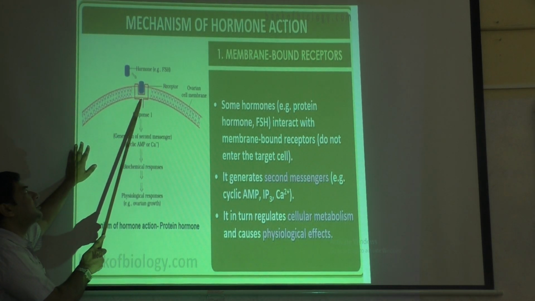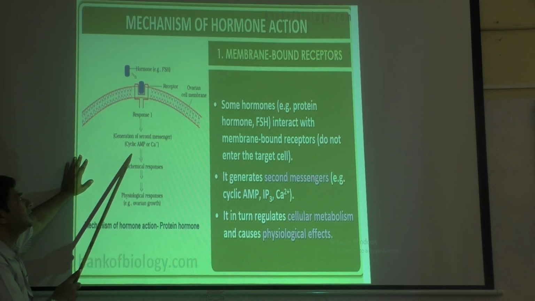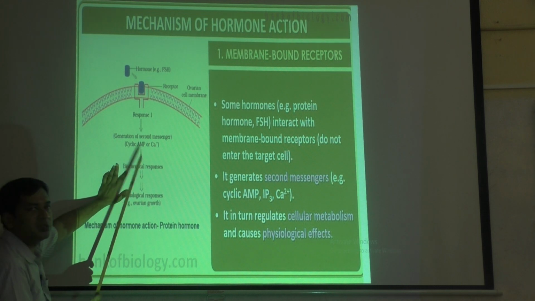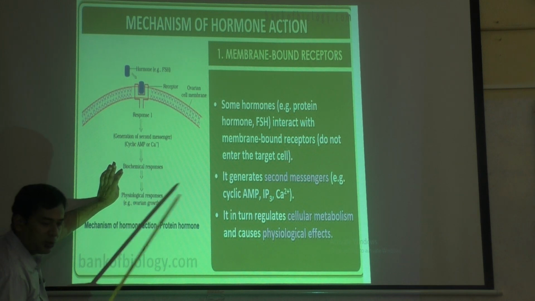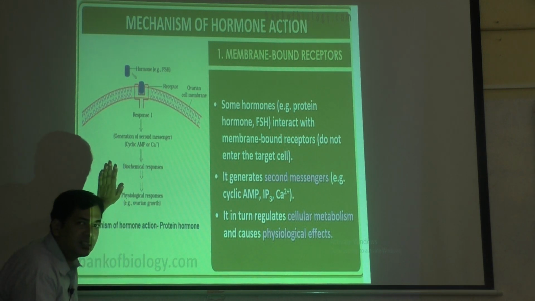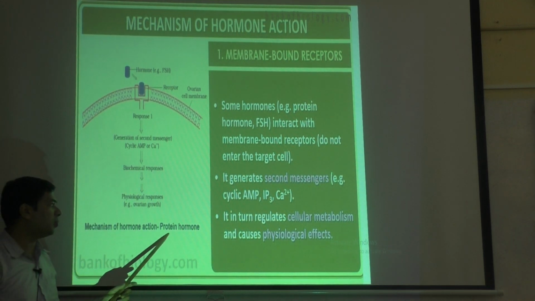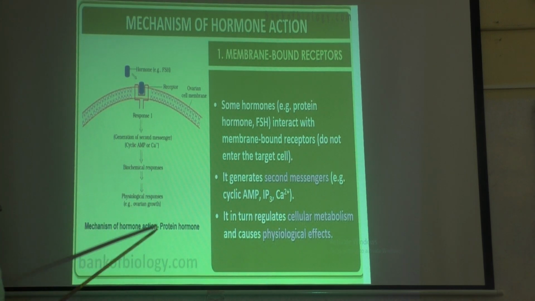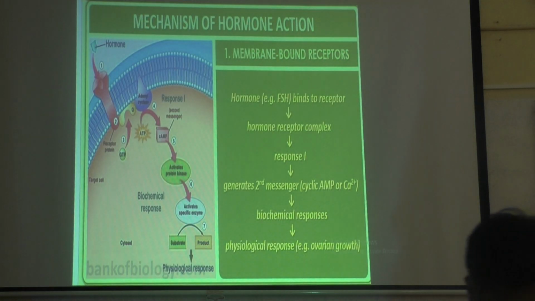That function will be started by the hormone. The hormone binds to the membrane receptor, that produces a response, then that produces a secondary messenger, cyclic AMP or calcium, that will show a biochemical response by producing a new chemical. That new chemical will make the physiological response or change, that is the ovary starts developing. Okay, this is the mechanism of hormone action when it is a protein hormone. Okay, let us see one more, that is the steroid hormone.